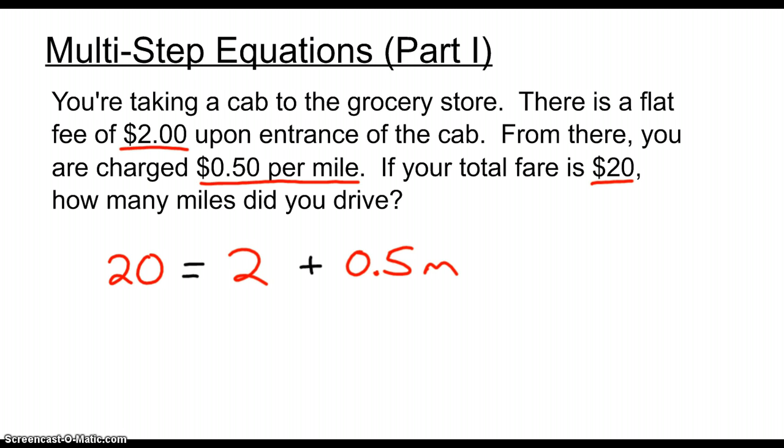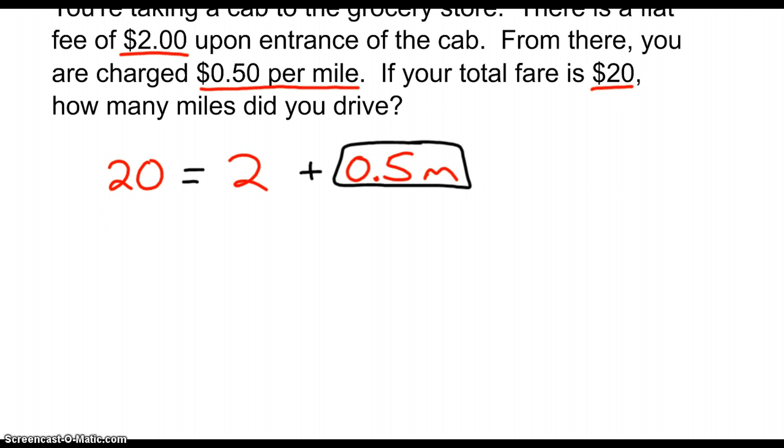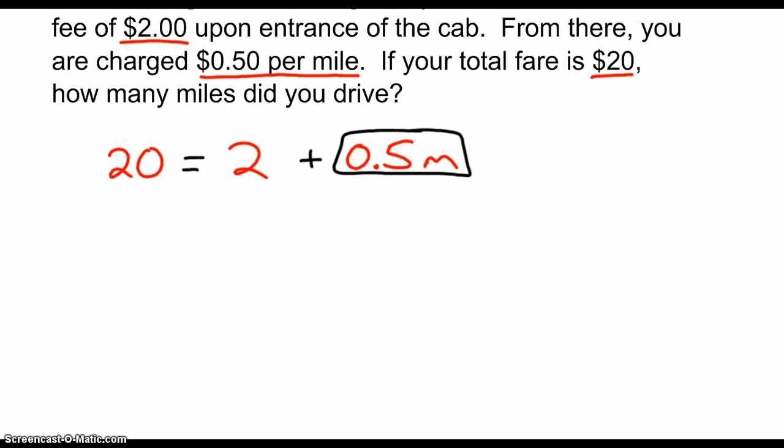So the first thing that I like to do is recognize where my variable term is. My variable term is the 0.5m, and we're going to solve for that. Just like I do with my one-step equations, I draw my line, because whatever I do to one side of the equation, I have to do to the other. I like to look at what's happening to my variable term. Well, I'm adding 2 to that variable term, so I'm going to do the opposite of that. I'm going to subtract 2 on both sides. 2 minus 2 cancels out.